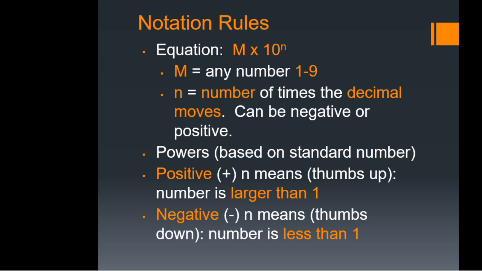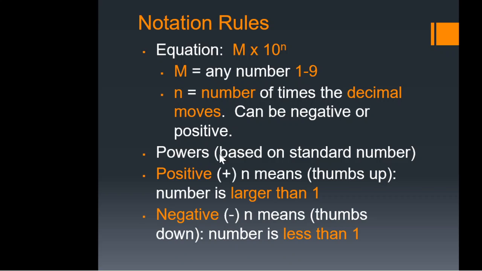So our notation rules, these are our rules. The basic equation we're going to use is big M times 10 to the little n. And M is any number between 1 and 9. We do not put anything smaller than 1, and we do not put anything bigger than 9. The little n is the number of times the decimal moves. It can be negative or positive. So we will definitely figure that out.